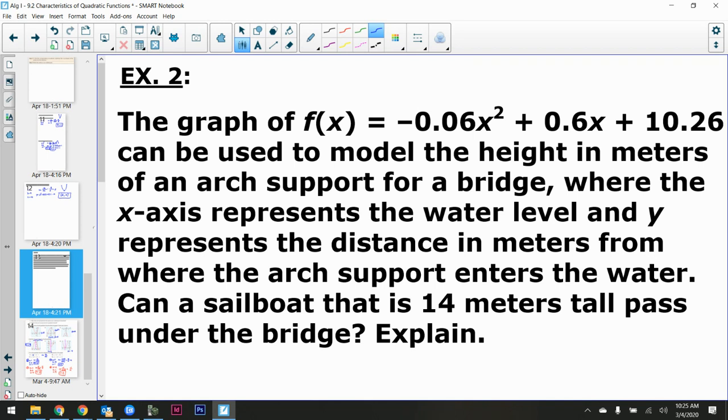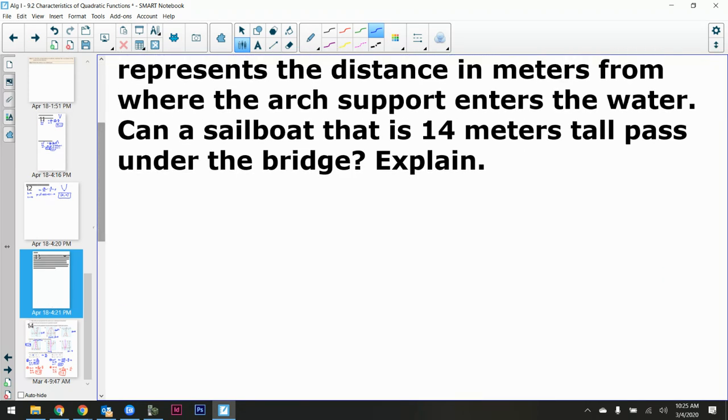It made a parabola, right? Anything you throw, it's called projectile motion. Anything that you throw, toss, kick, hit, whatever, shapes like a parabola. Has that curve to it, okay? Take a look here. The graph f of x is equal to negative 0.06 x squared plus 0.6x plus 10.26 can be used to model the height in meters of an arch support. So think about a bridge, like an arched bridge.